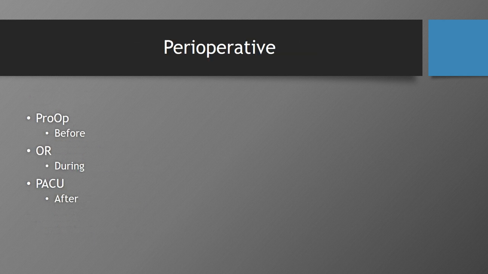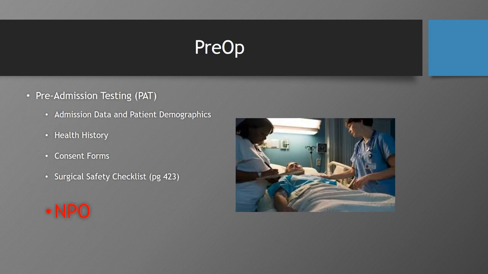So preoperative is the step before surgery. Your patient will be called down to pre-op, and that's where they collect all the information and get them ready for the OR. The OR is during surgery, and then PACU is after surgery. You'll go there, recover from anesthetic, and they'll get you back to where you were before and send you on your way.